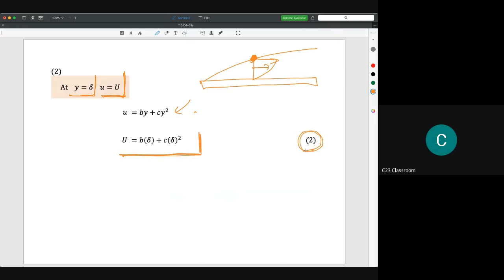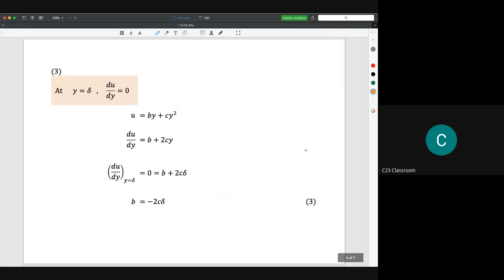And then we use the third equation. In the third equation here, we need to manipulate the boundary condition. We say that at y equal to delta, the gradient of velocity along the y-axis will become 0 also. So we write du/dy is equal to 0. So how to solve this?